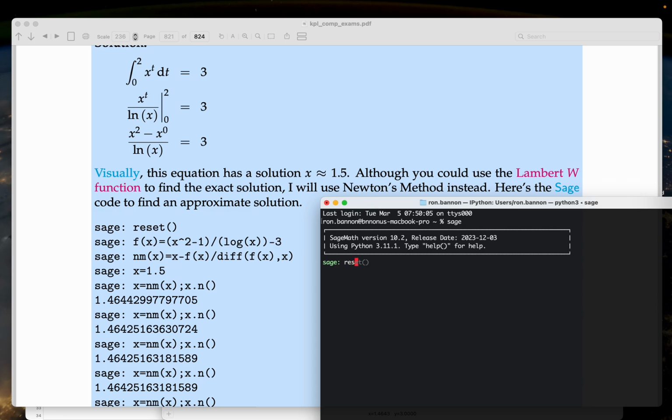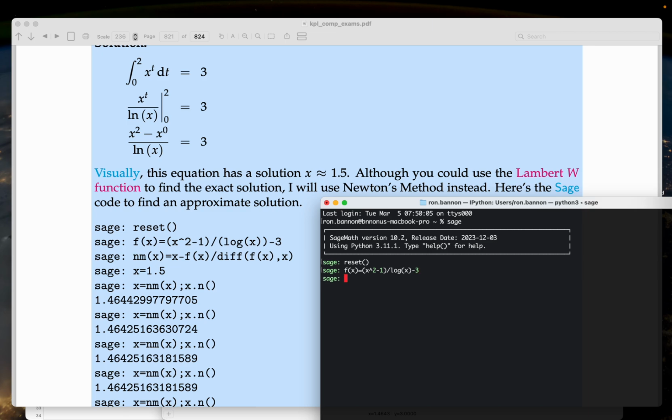The first thing I type in is reset, and reset gives me a clean slate. Then I type the function in. What's the function? It's this equation solved for 0. So I'm going to say f of x, that equation solved for 0, is x squared minus 1, divided by the natural log of x. In Sage, the natural log is just log. I'm dividing by that, and now I subtract 3 away.